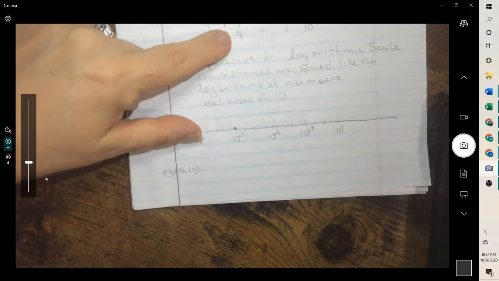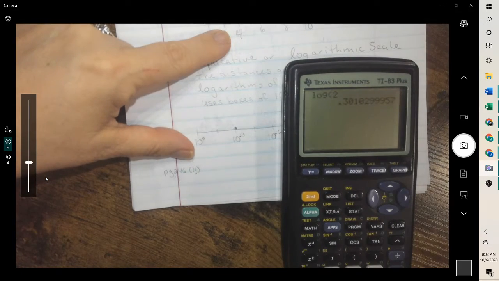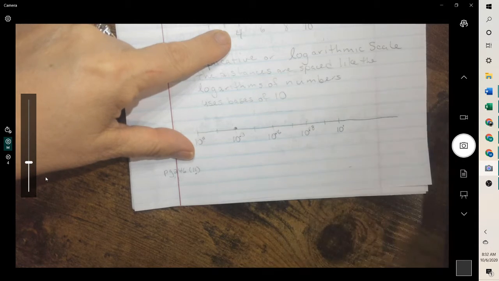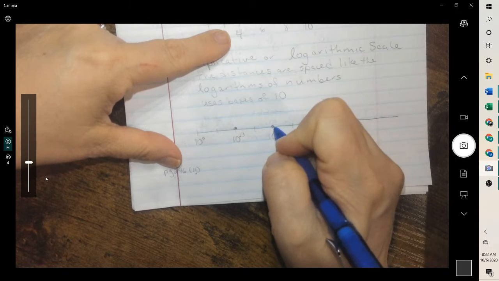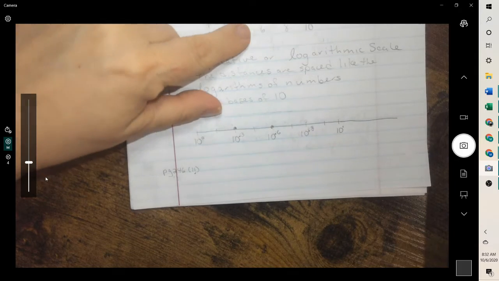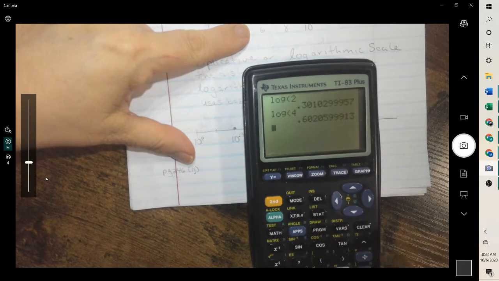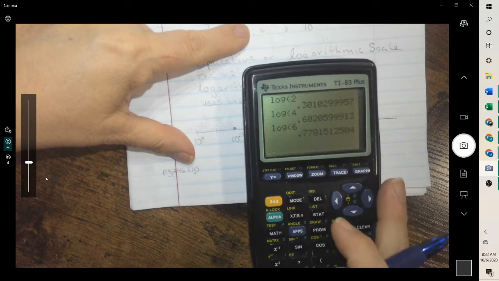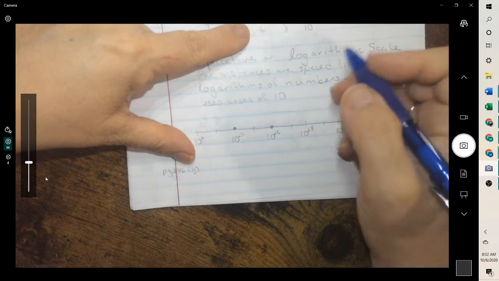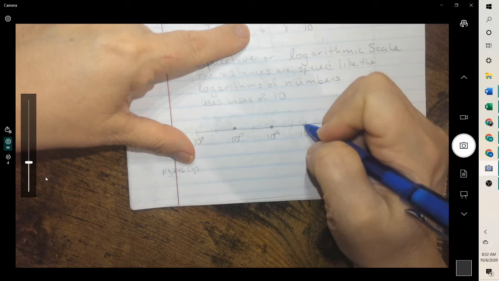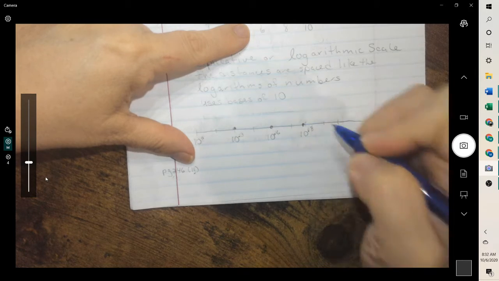And then the log of 4 is 0.6. So it would be 10 to the 0.6 here. Log of 6 is 0.77 or 0.8. So it's a little bit before that one, right about there.